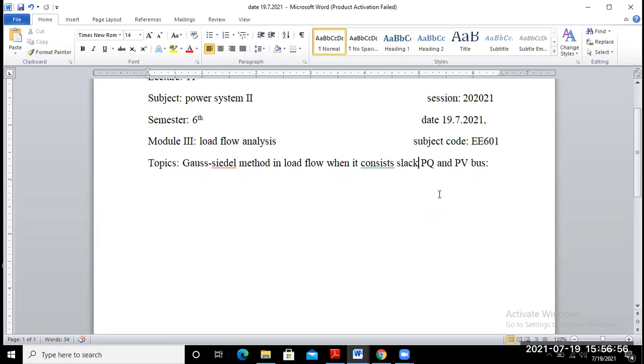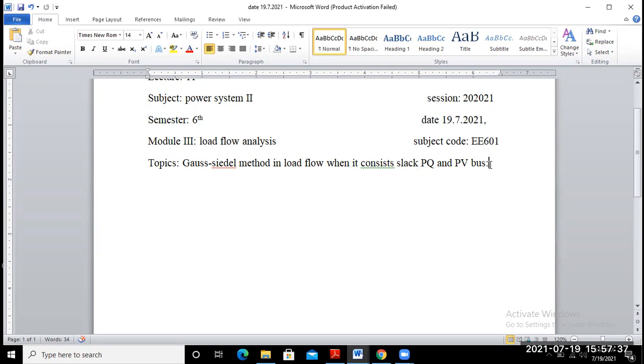Today we are going to discuss when the slack bus, PQ buses, and also PV buses consist. That means some PQ buses and some PV buses consist in any power system. In that case, how can we find the variables by using the Gauss-Seidel method? As you know, in PV buses, P and V are specified, and the unknown parameters are Q and delta. So you need to find the value of Q and delta.